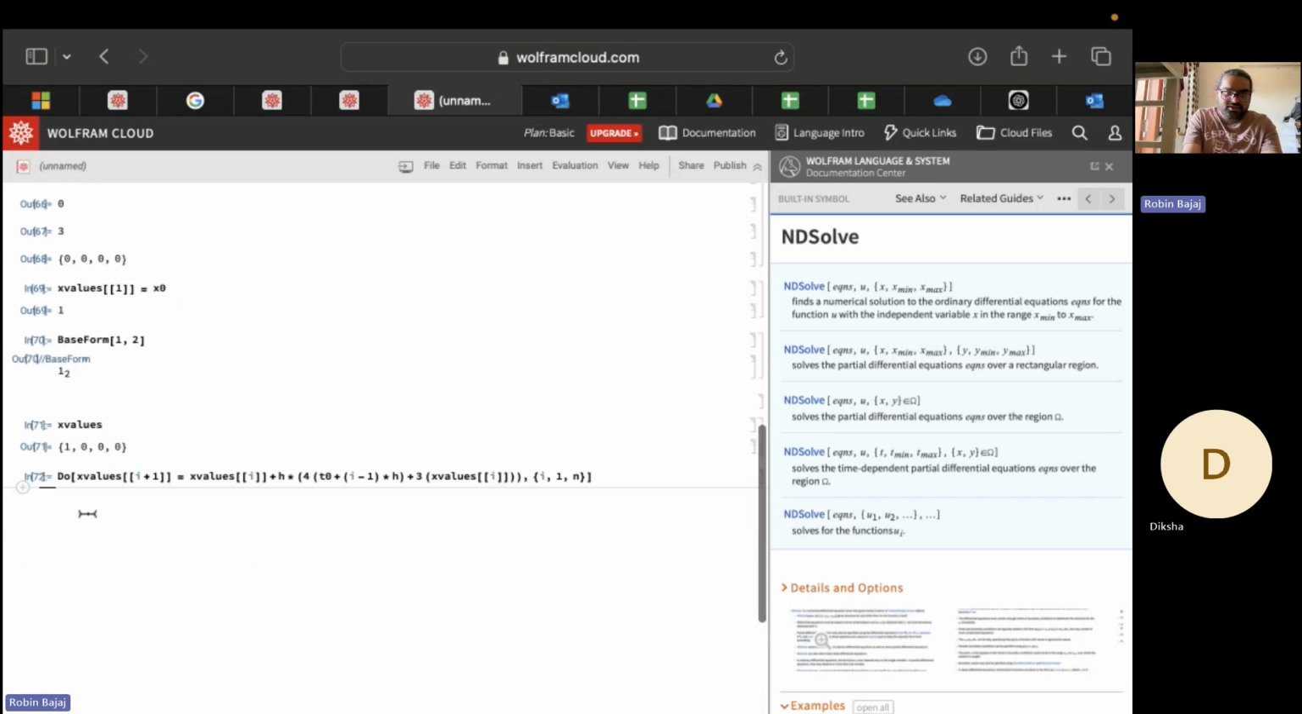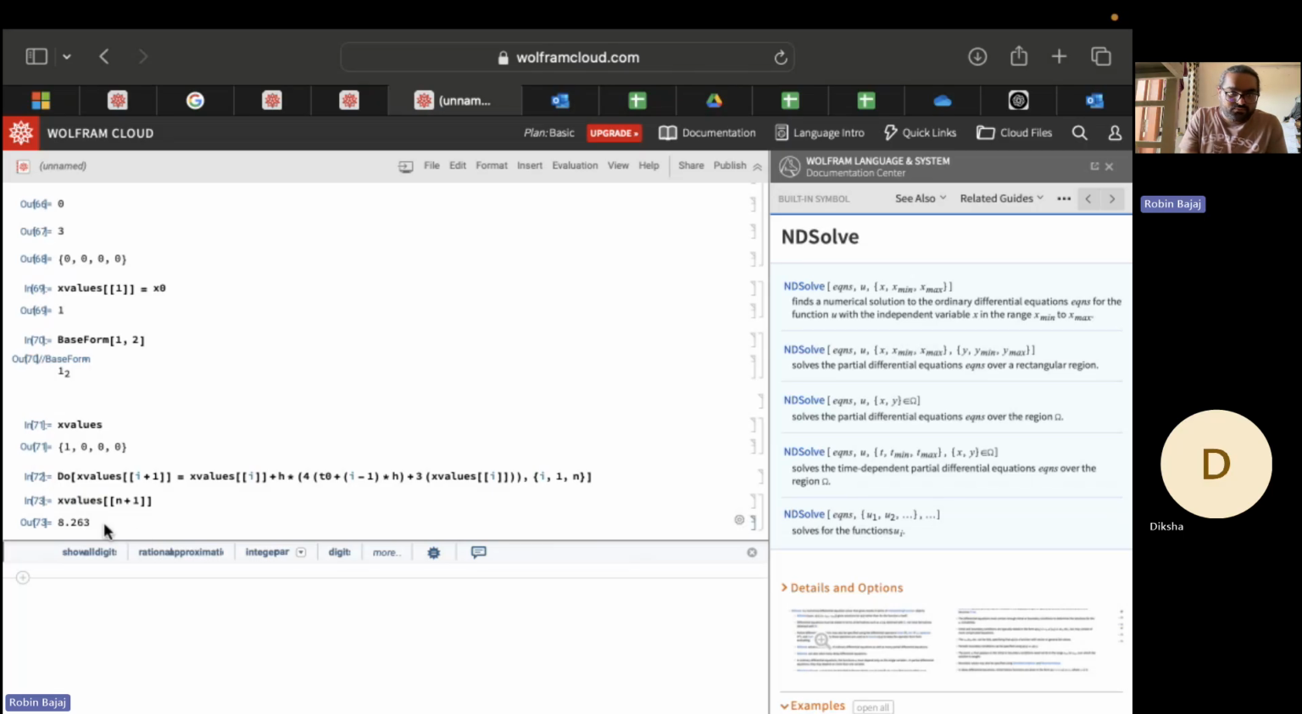Now what do I want to print? I want to print x values at the fourth value, basically n plus 1. Let's see what we get. 8.263.